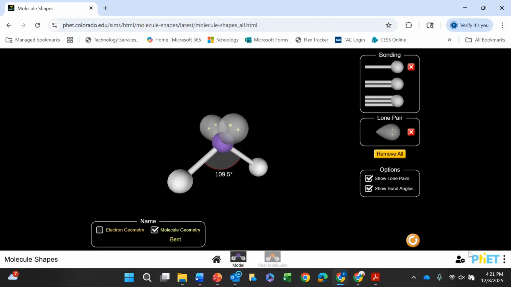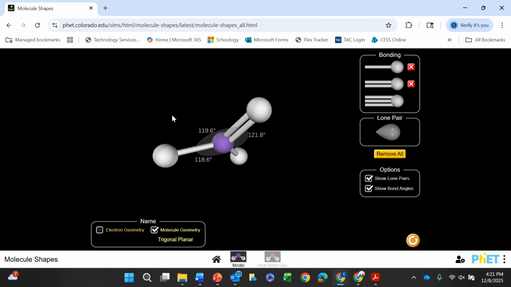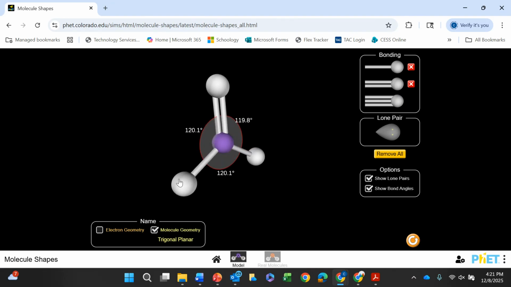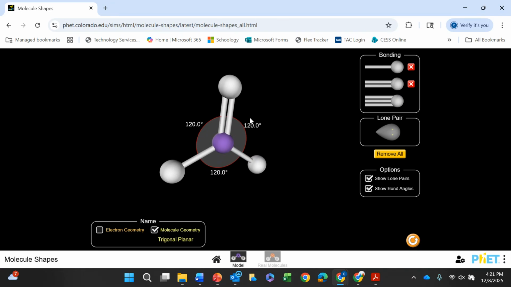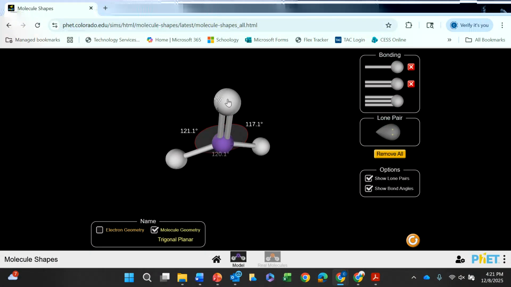So going back to this, let's get rid of the lone pairs and just add 1 more. Let's do a double bond. You're still going to have each one of these angles be 120. And they're all in the same plane, hence the fact they're called planar. So I can pull this down to show you. Okay.